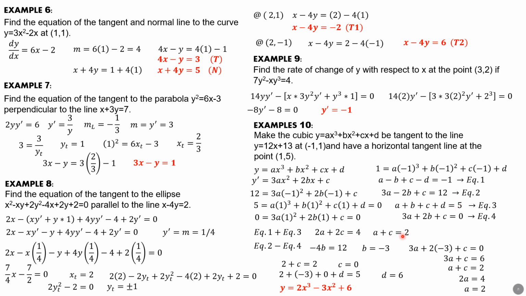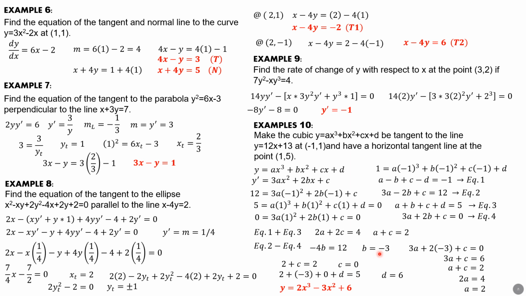Then we have equation 4 subtracted from equation 2 to eliminate a and c. We can now solve for b. So 3a minus 3a, 0, c minus c, 0, negative 2b minus 2b, negative 4b, and 12 minus 0 is 12. From there, b is negative 3.